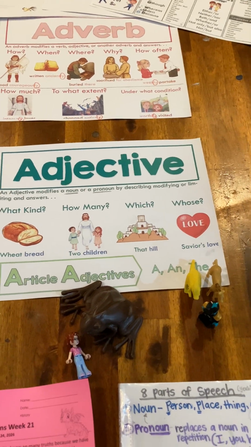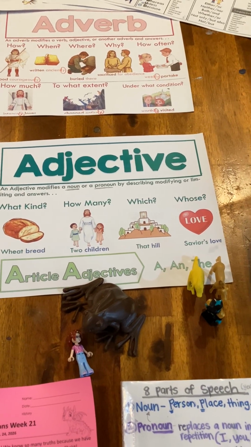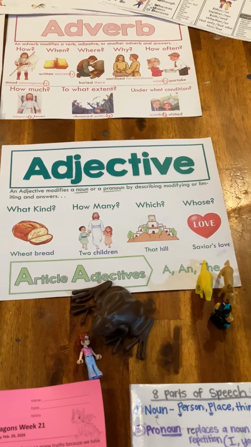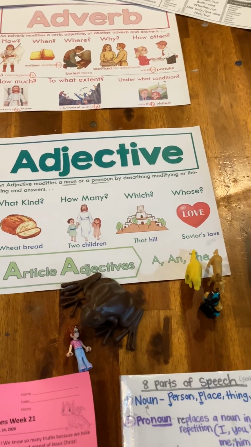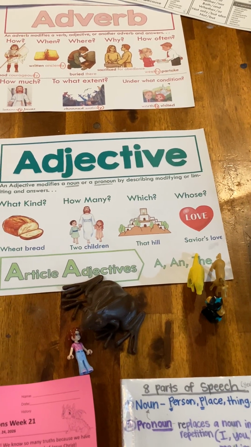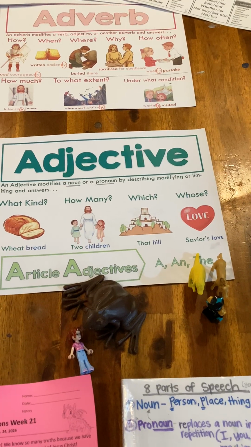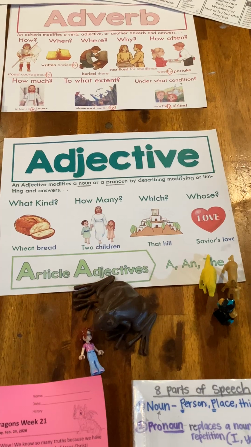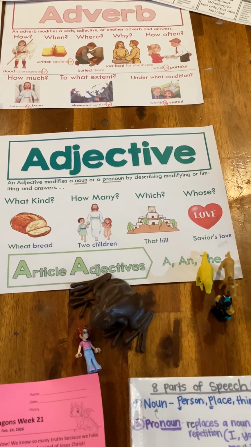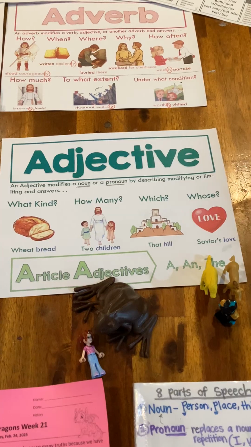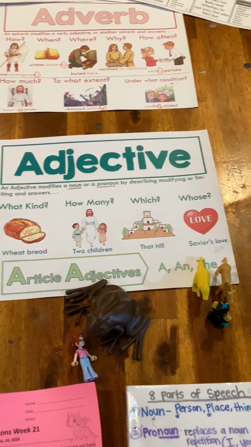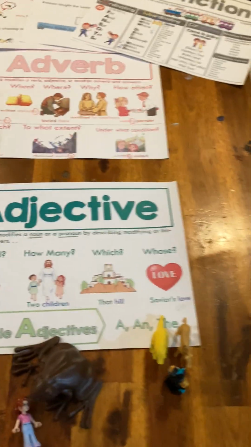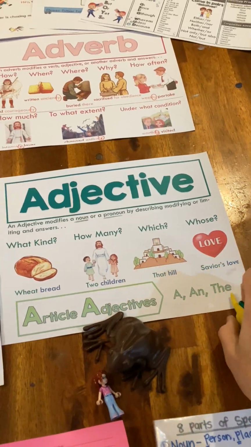It's bumpy and the road is dusty and she's coming around really fast and she's so boisterous and fun. So let's sing it together. An adjective modifies a noun or a pronoun by describing, modifying, or limiting, and answers the questions: what kind, how many, which, whose. What kind, how many, which, whose. And adjectives, a and the, article adjectives. A and the. Good job.